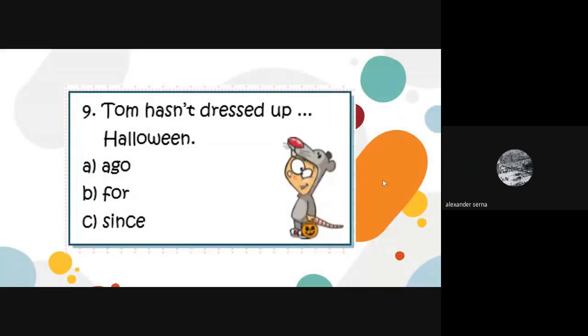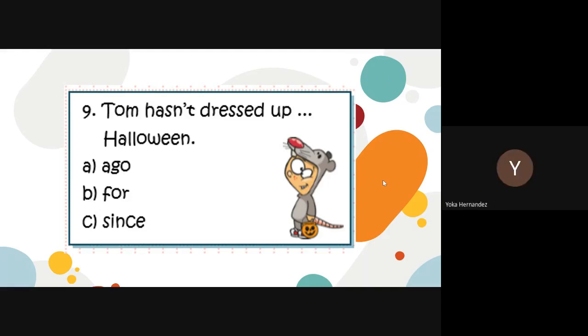This one. Tom hasn't dressed up Halloween. Ago, for, or since? For Halloween. So Yoka says for. What about the others? For me, since. Okay, so Susana says since. What about Rocío? Okay, Rocío says ago. What about Miguel and Daniela?